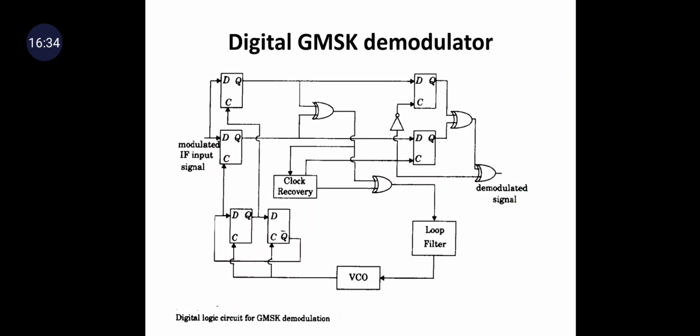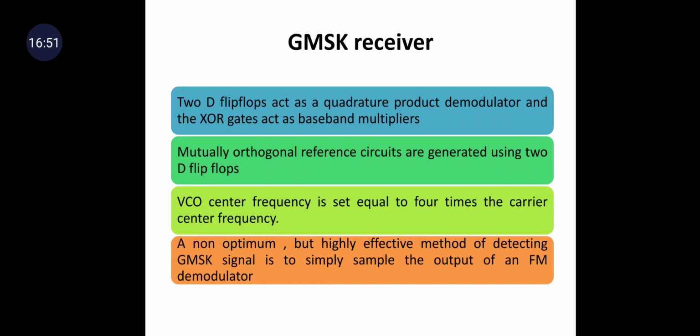So this is a digital logic circuit for the GMSK demodulator. Here we have logic gates, flip-flops, and clock recovery circuits. VCO is the voltage controlled oscillator. And then we have the loop filter. In the case of the GMSK receiver, we have two D flip-flops. They act as a quadrature product demodulator and the XOR gates act as baseband multipliers. The mutually orthogonal reference signals are generated using two D flip-flops. The VCO center frequency is set equal to 4 times the carrier center frequency.